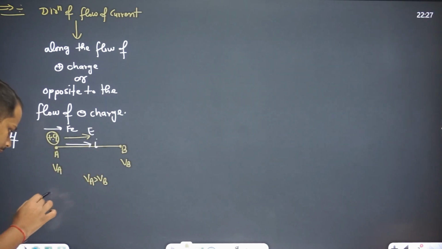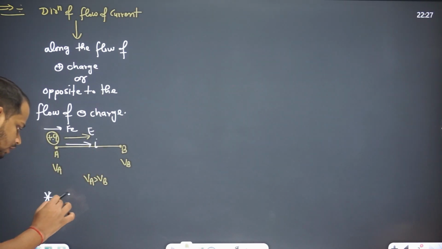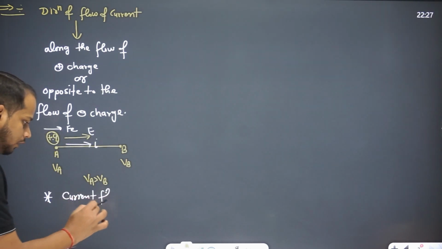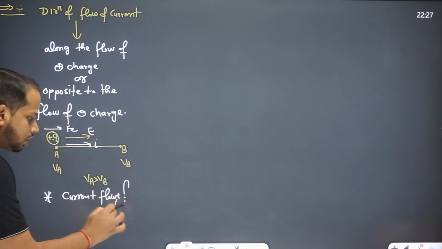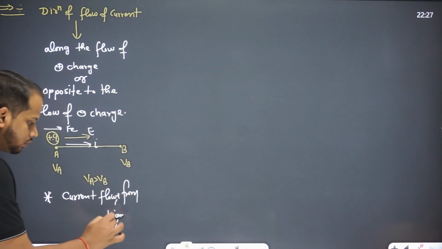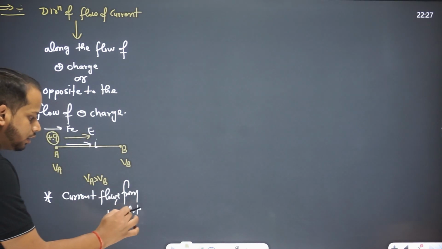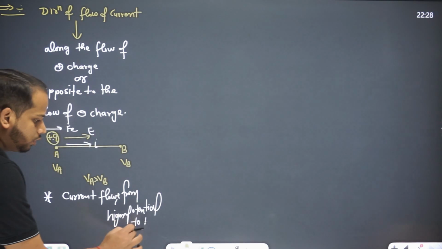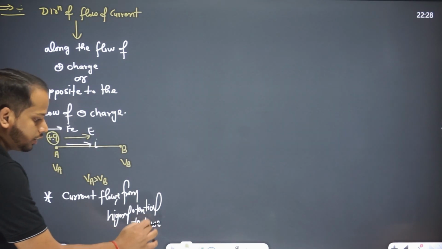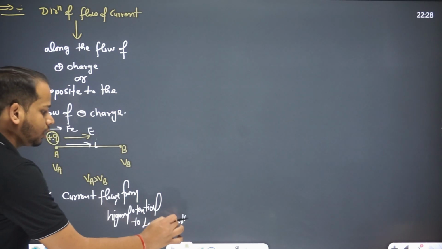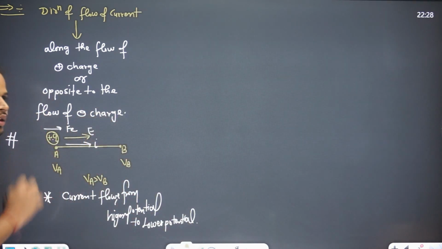So what we can remember in general is that the current flows from higher potential to lower potential. Higher potential to what? Lower potential. Right.